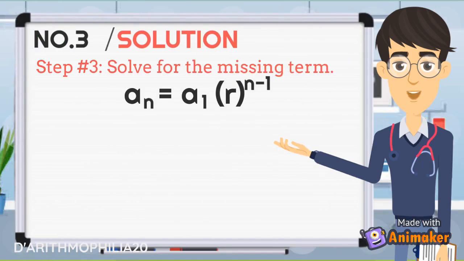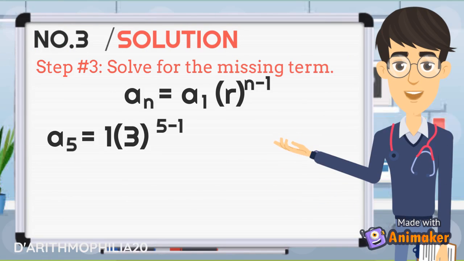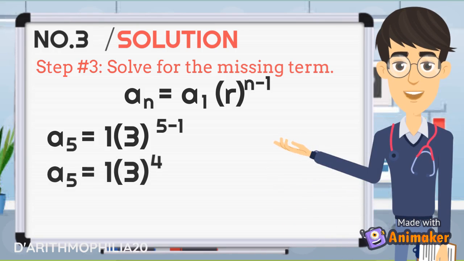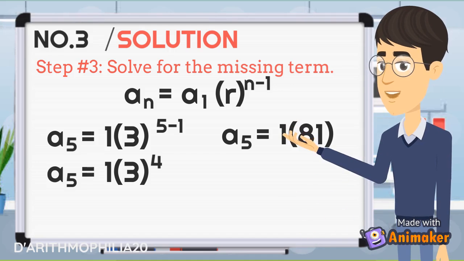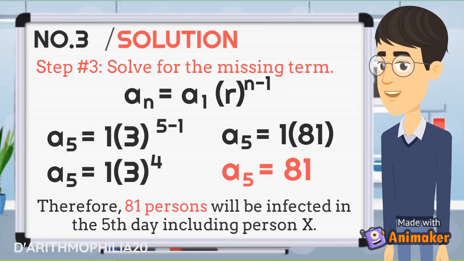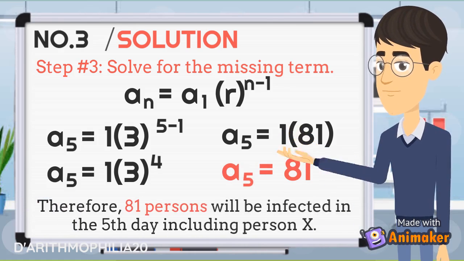Step number 3, let's start solving for the missing term by simplifying a sub 5 equals 1 times 3 raised to the power of 5 minus 1. We will first subtract our exponents, 5 and 1, which will give us 4. So, we now have a sub 5 equals 1 times 3 raised to the power of 4. Simplifying this, we can obtain a sub 5 equals 1 times 81, as the value of 3 raised to 4 is 81. Lastly, we will multiply 1 and 81, which will give us the product of 81. Therefore, 81 persons will get infected during the 5th day, including person X.